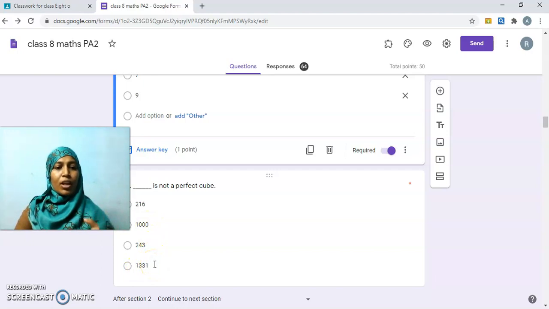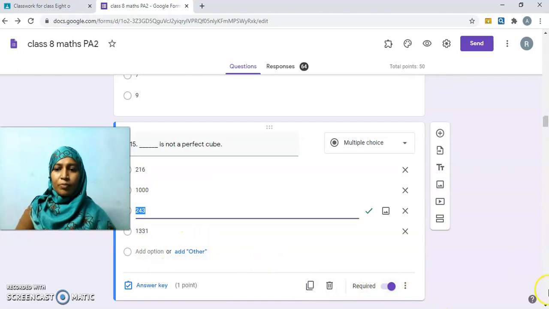1331 is 11 into 11 into 11. So, this 243 is not a perfect cube. Only if you are familiar in doing prime factorization and cube numbers, it's easy to answer it. So, 243 is the right answer.